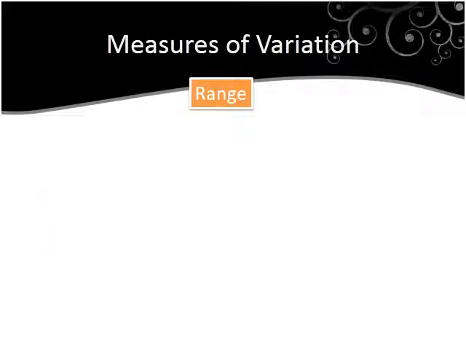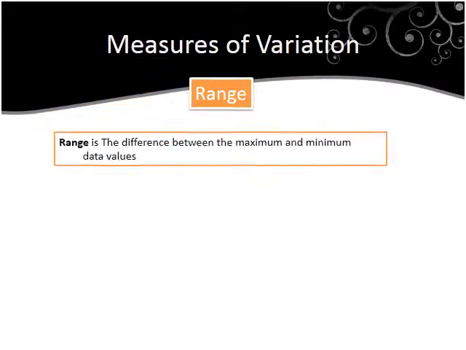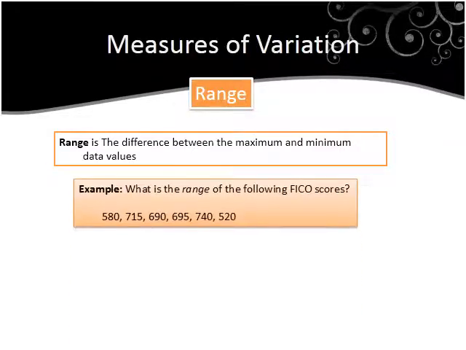The range is the first measure of variation that we'll talk about, but we don't use it that often. The range is simply the difference between the maximum and minimum data values.